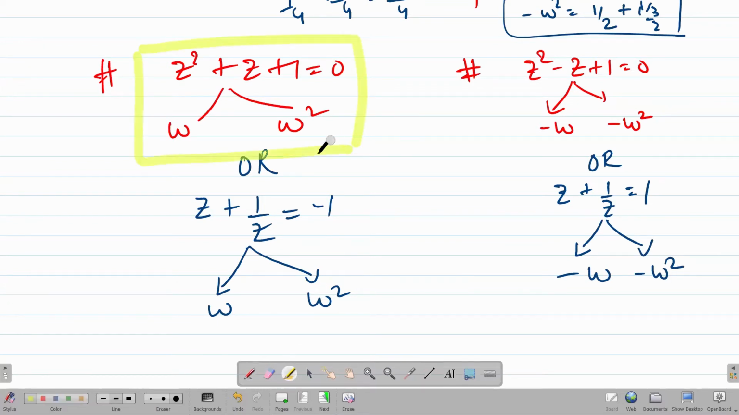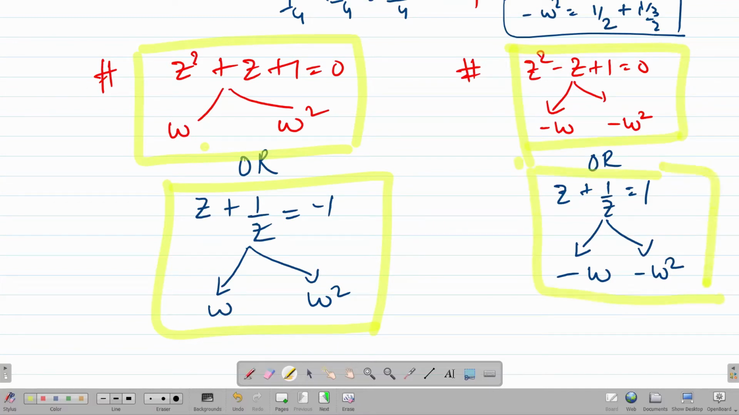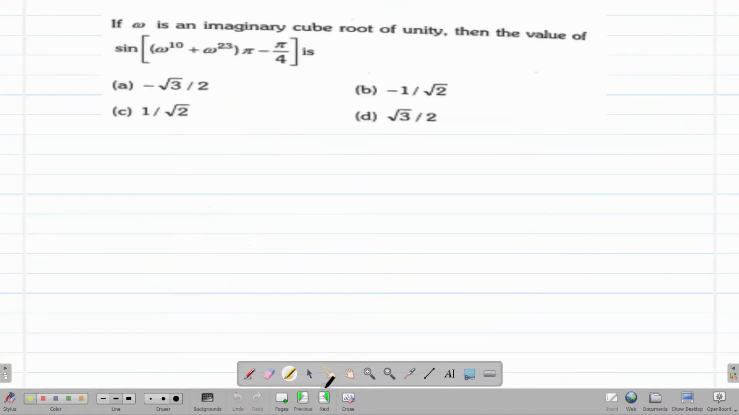So the roots of this quadratic equation, z square plus z plus 1, are omega and omega square. Similarly, the roots of this equation are again omega and omega square. If the roots of this equation are minus omega and minus omega square, then the roots of this equation are minus omega and minus omega square. Now, here are the applications.